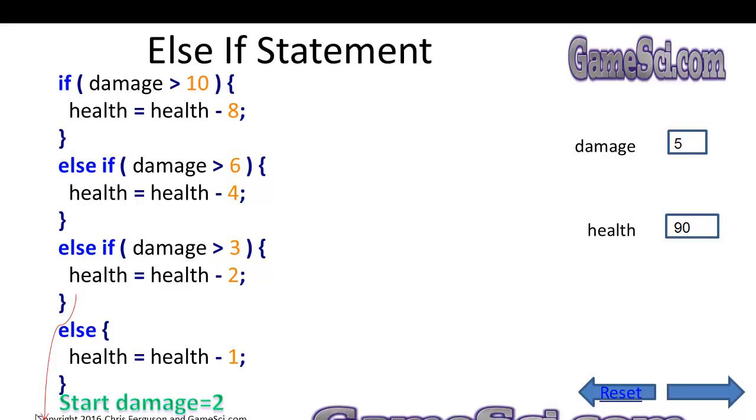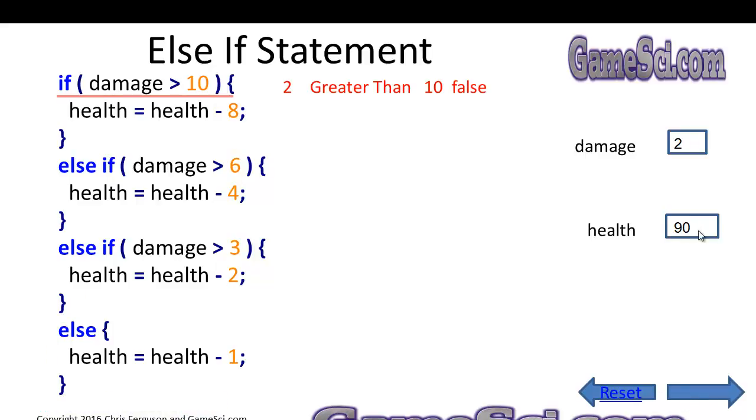What we're doing is we're choosing between one of 4 paths, and we just happen to take the third path in this case when damage was equal to 5. But wait, there's more. Let's start with damage equal to 2. Health is still 90. Damage is now 2. A different value in the variable damage might alter the path that this program takes.